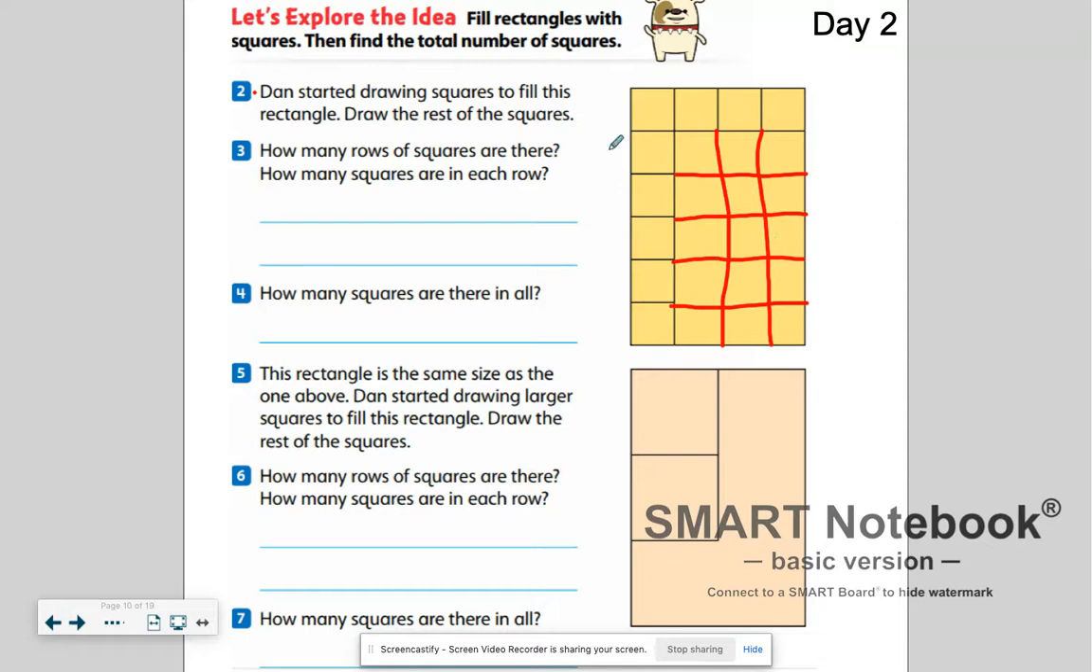So let's look at this one. So we did what number 2 wanted us to do. We drew the rest of the squares. Number 3 says, how many rows of squares are there? So rows go left to right. 1, 2, 3, 4, 5, 6. So there are 6 rows.